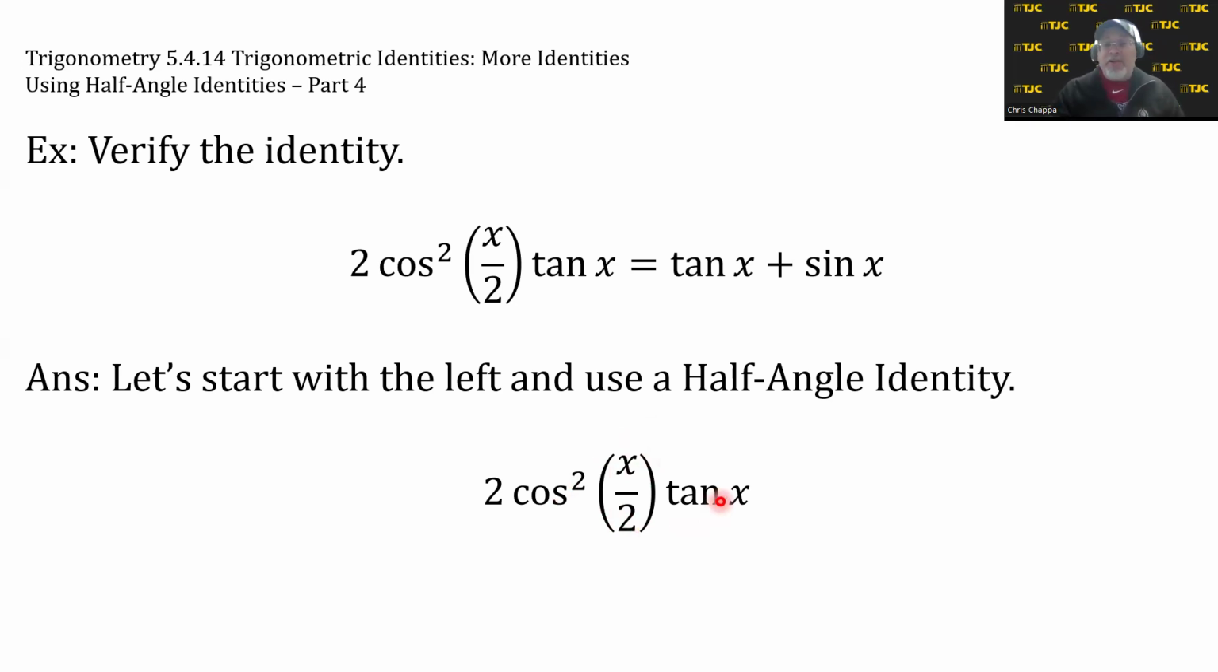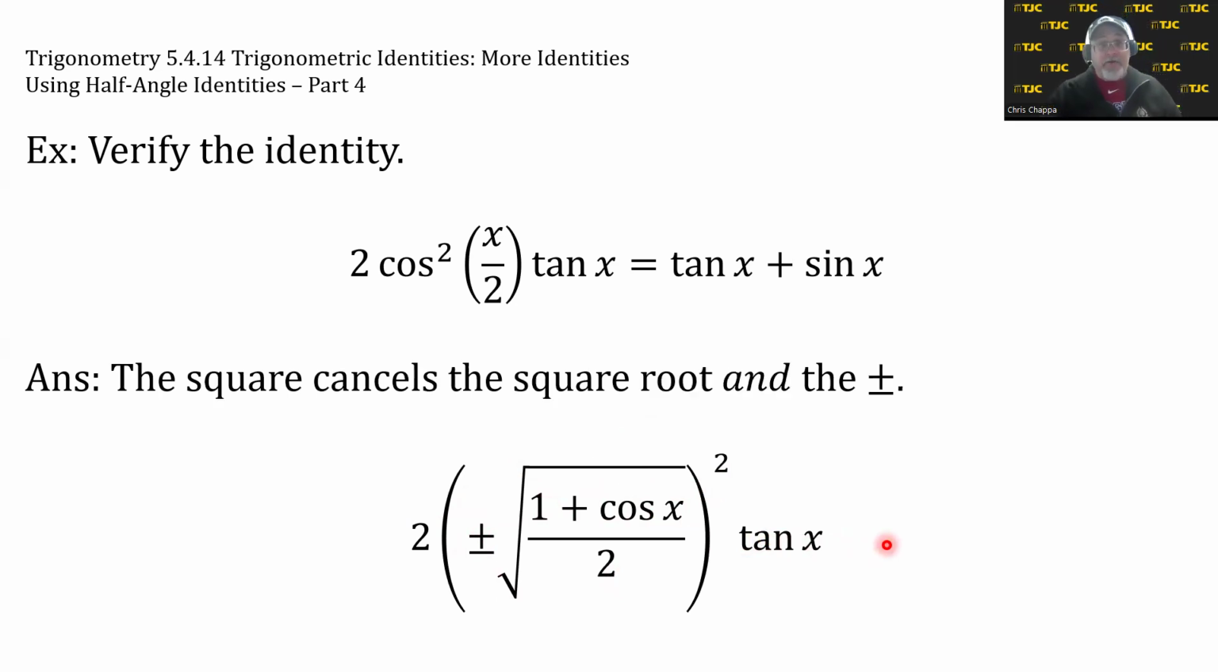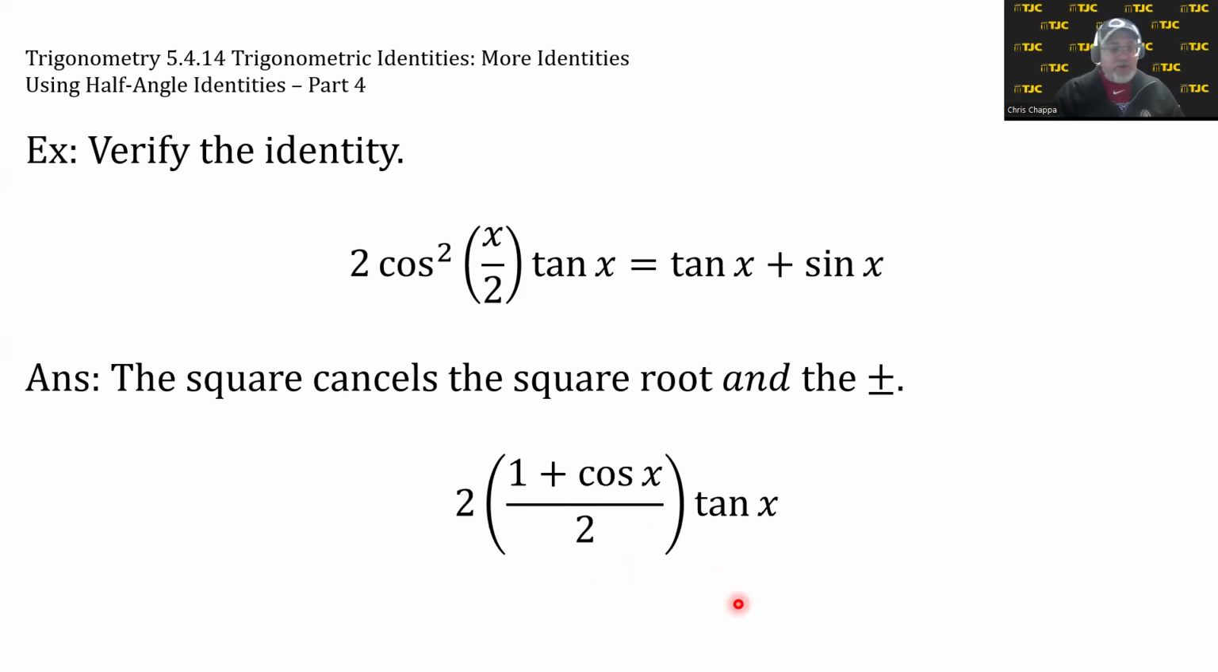Keeping the square but replacing the cosine of x over 2, we get 2 times the square of plus minus the square root of 1 plus cosine x over 2, times tangent of x. Clearly, the square is going to cancel the square root, but it's also going to cancel the plus minus, because regardless of whether this was positive or negative, when it gets squared, it becomes positive. Hence, we're left with just the 1 plus cosine x over 2 inside the parentheses.